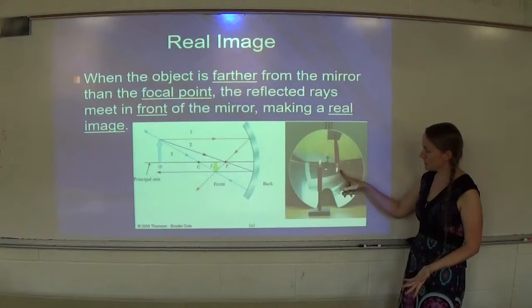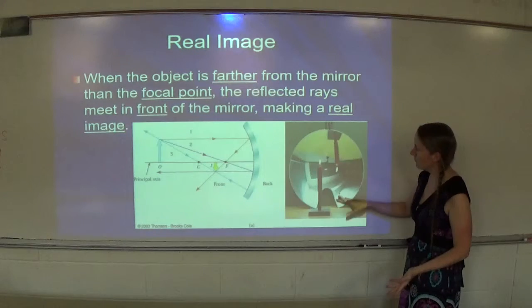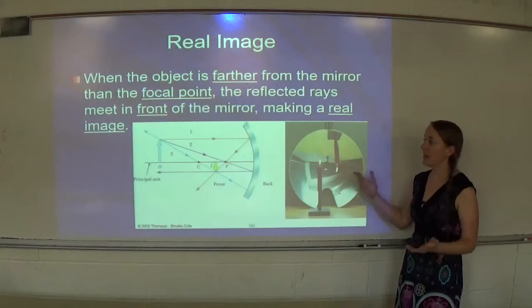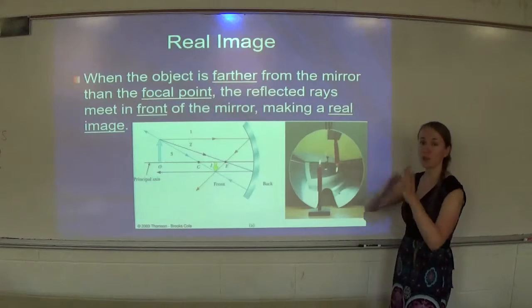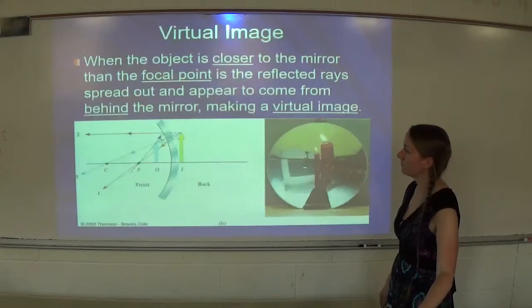And here's an actual example. It's a candle. Here's our concave mirror. The image is upside down. That means that the candle is further from the mirror than the focal point.